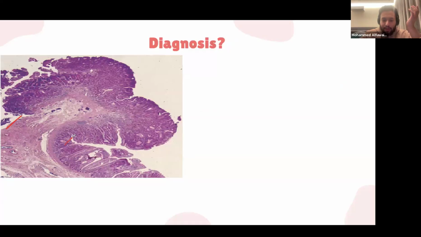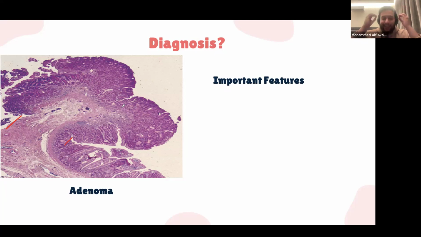Has a stalk. Good, so it's pedunculated. The most common type, it's adenomatous polyp. Good. So this is adenoma. Now, the most important features for you to comment on when you see an adenomatous, what is the most important? You guys have to tell me this one. What is the most important feature that you need to comment on?